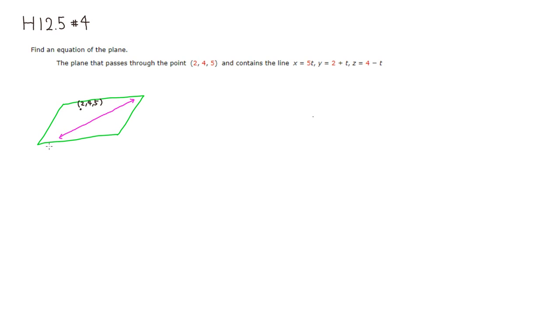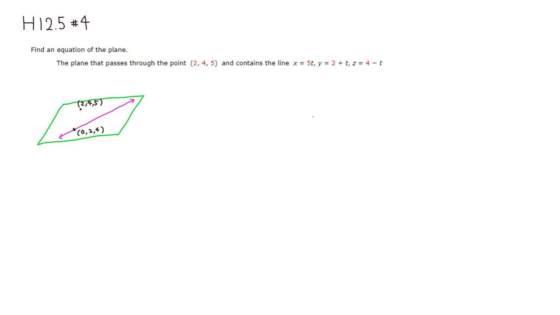From the equation of the line, we can find a point on the line, which is going to be on the plane too. So here's the point: there's no constant in the x component, so the x component is 0, the y component is 2, and the z component is 4.